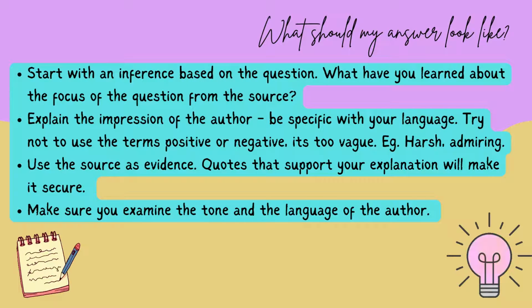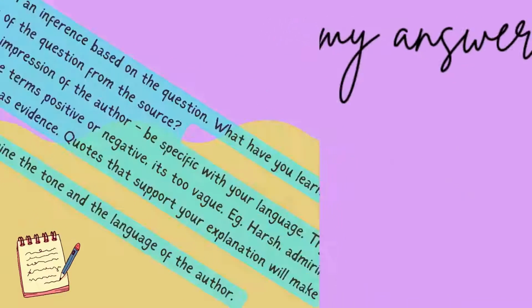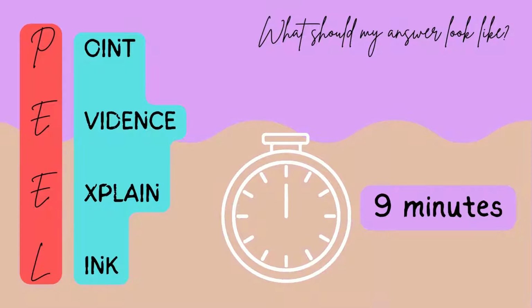It is a piece of text, so it's perfect for quotations, pulling out words and different phrases. By using evidence from the source, it secures your explanation. This question is worth 6 marks, so I would recommend spending about 9 minutes on this question. I would break that down into 3 minutes for the planning and 6 minutes for the writing. You only need to write 1 point, evidence, explain, link, paragraph, so 6 minutes should be plenty of time.